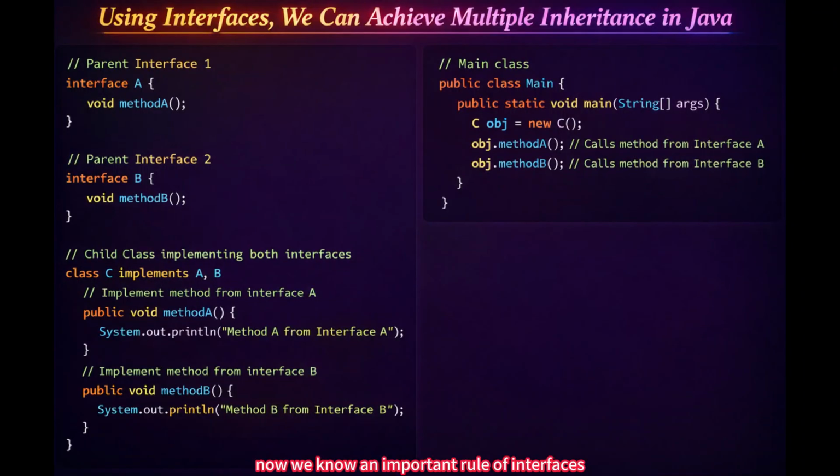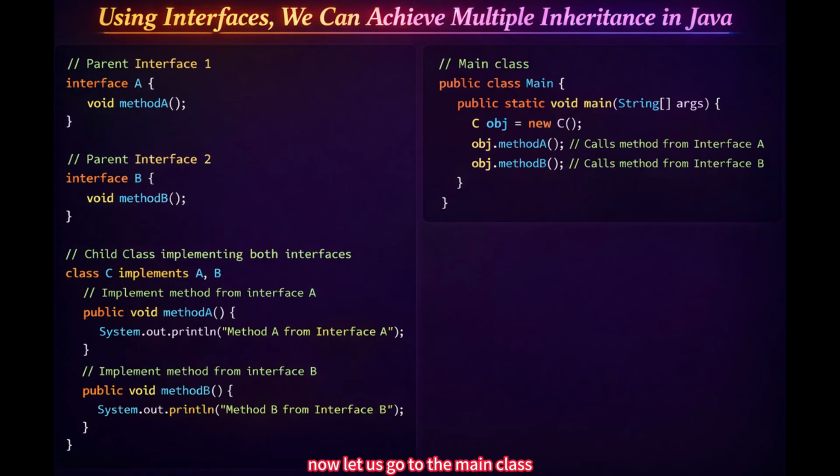Now we know an important rule of interfaces. In an interface we only declare methods. And the class that implements the interface must give the body of those methods. So inside class C, we give the body of methodA and print the message "method A from interface A". And we also give the body of methodB and print the message "method B from interface B". So class C provides implementation for both interface methods.